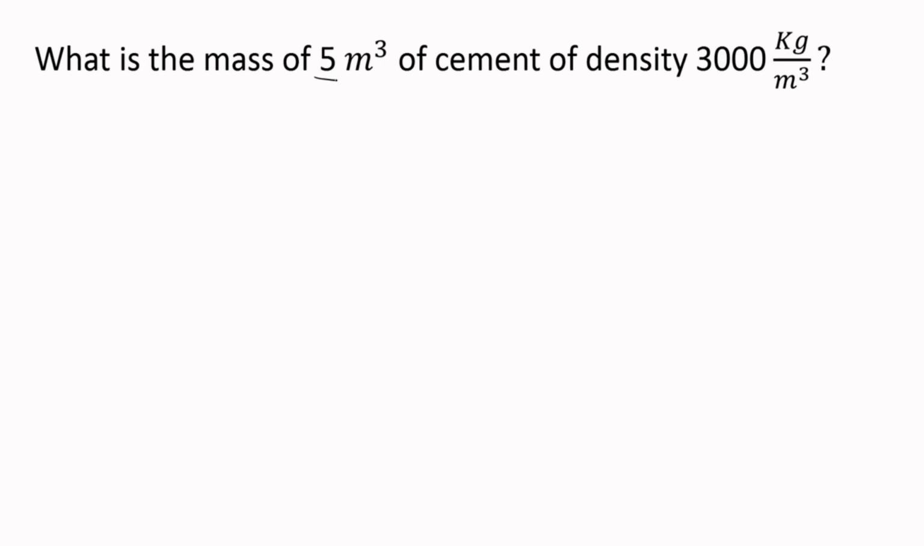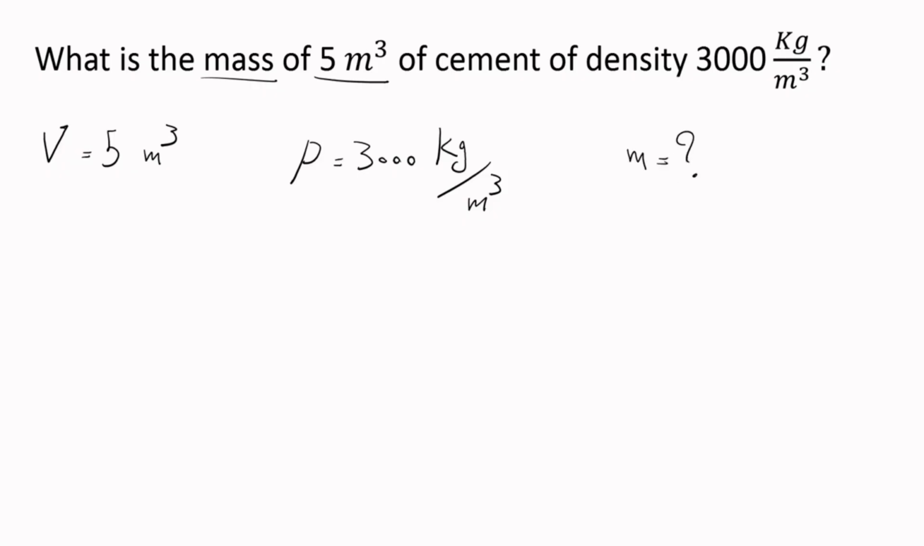I have the volume. So V is equal to 5 cubic meters. And I have density rho. This time is based on kilogram per cubic meter. Kilogram per cubic meter. And the question expects us to calculate mass. What is the mass? So M is equal to question mark.